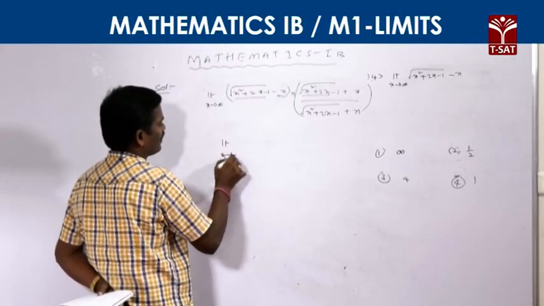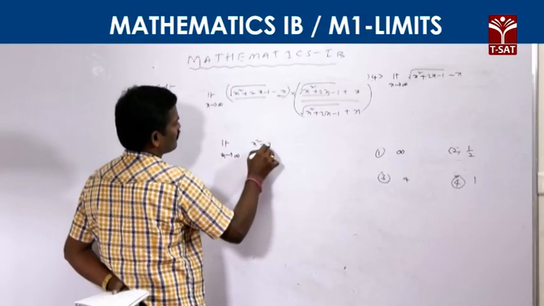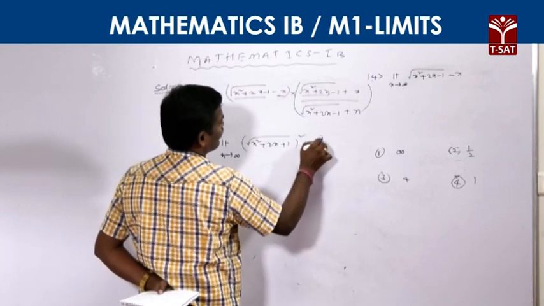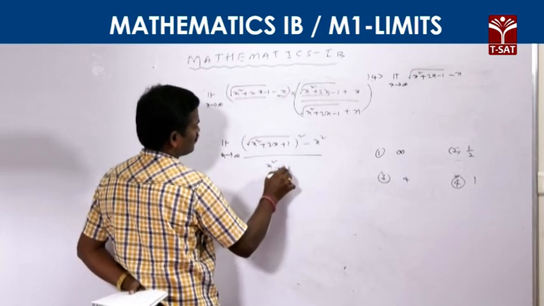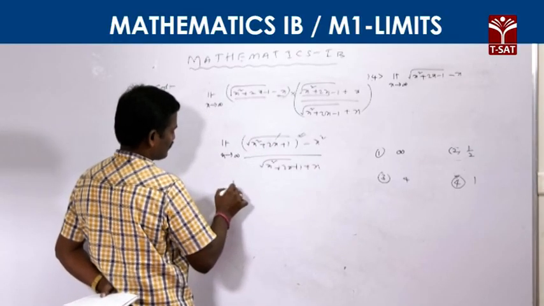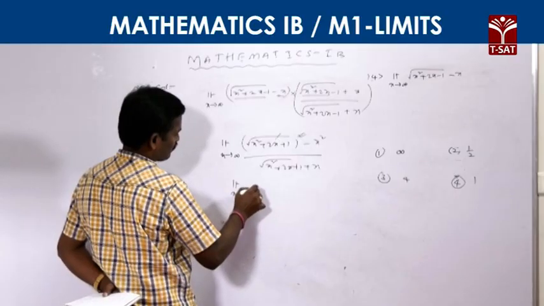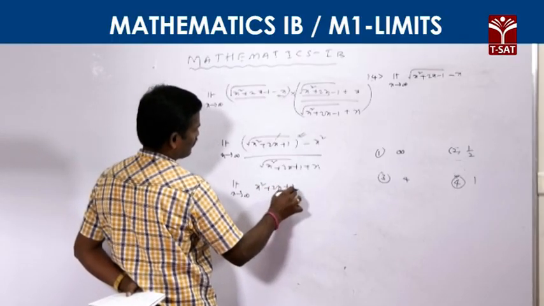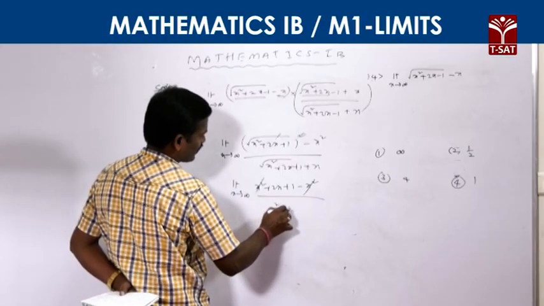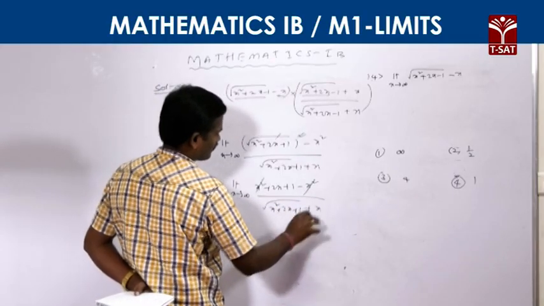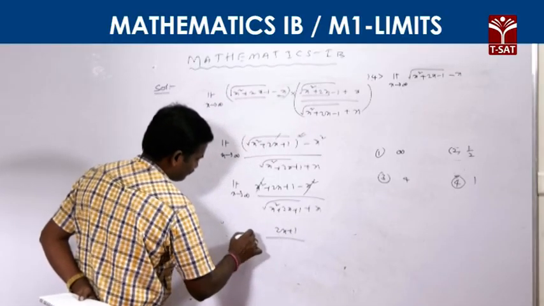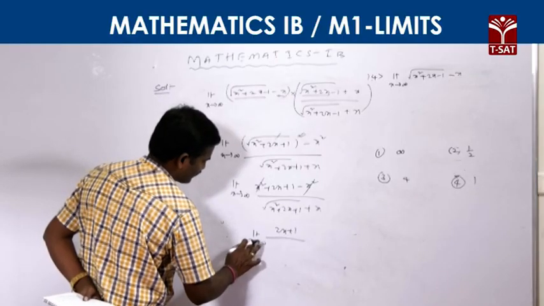So, limit extends to infinity. A square is what? Square root of x square plus 2x plus 1, whole square, minus x square, by square root of x square plus 2x plus 1 plus x. Square root cancels. So, limit extends to infinity, x square plus 2x plus 1 minus x square cancel, under root x square plus 2x plus 1 plus x. Here left out term is what? 2x plus 1. So, by limit extends to infinity.